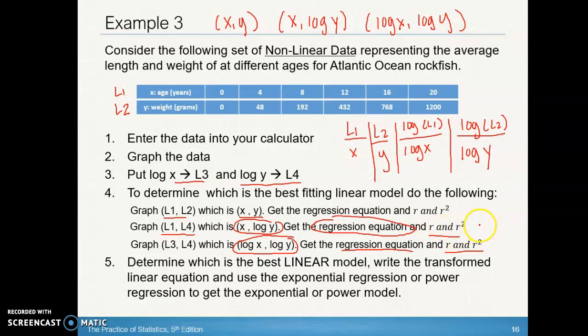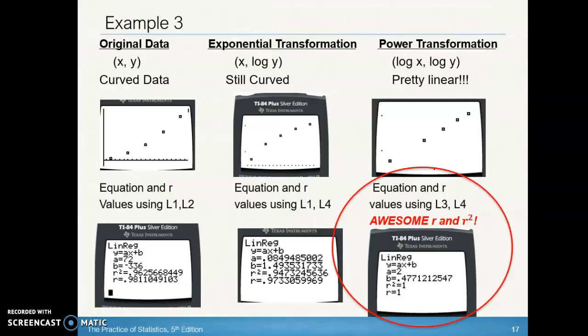So what you're going to do is look at the r and r squared values and see which ones are closer to 1, and that will tell you which is a better model. Okay, so let's see what that looks like. So this is our original data. If you graph this, you kind of notice that this is curved.